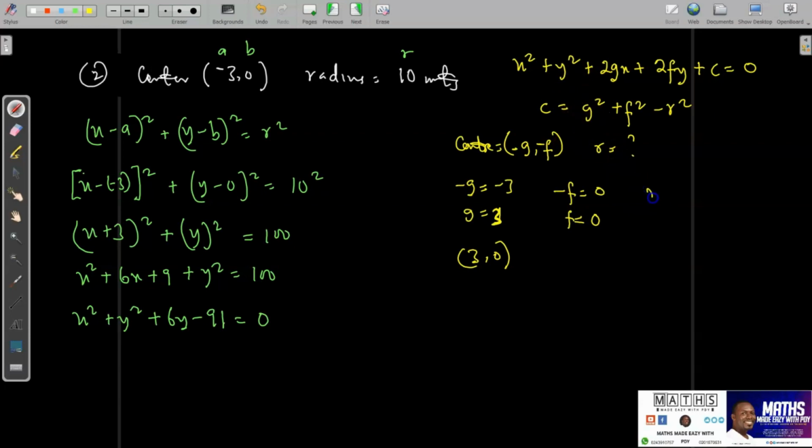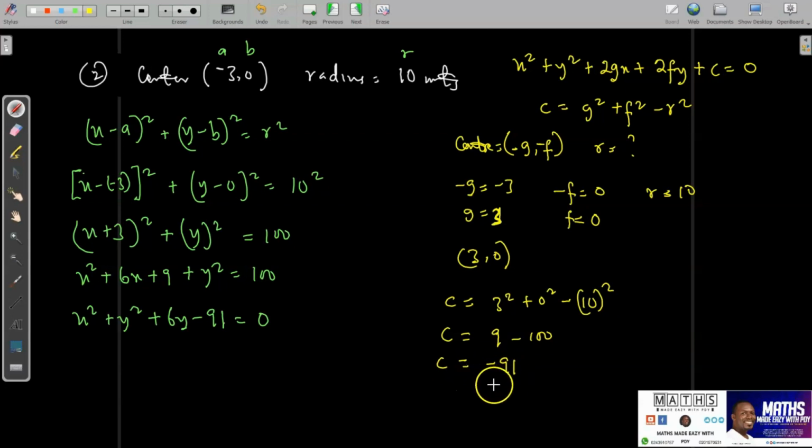So in this case, our r value in the question is 10. So let's substitute the r value and the center into the c expression. Our c value is going to be 3 squared plus 0 squared minus 10 squared. So c will be equal to 9 minus 100, which will give us negative 91. So c is negative 91.